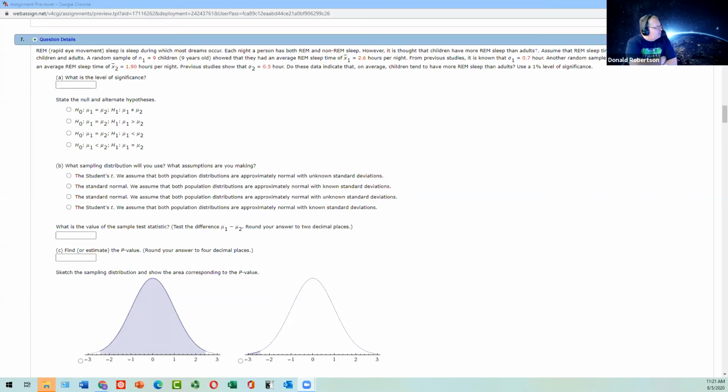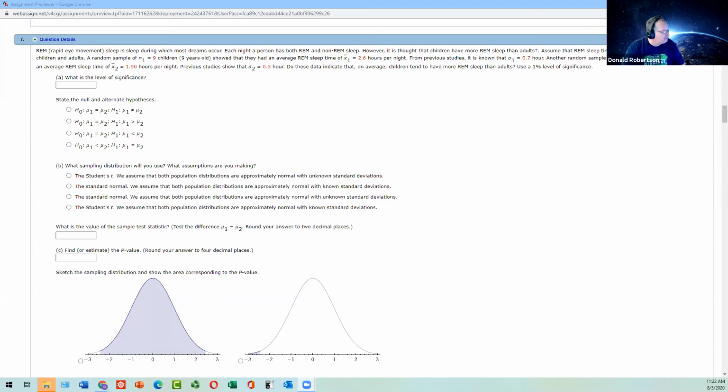Rapid eye movement sleep, I've heard of that, is sleep during which most dreams occur. Each night a person has REM and non-REM sleep. However, it is thought that children have more REM sleep than adults. Okay, that's interesting. Assume that REM sleep is normally distributed, and I'm just going through this data. Can you see this as data? Sigma is known.